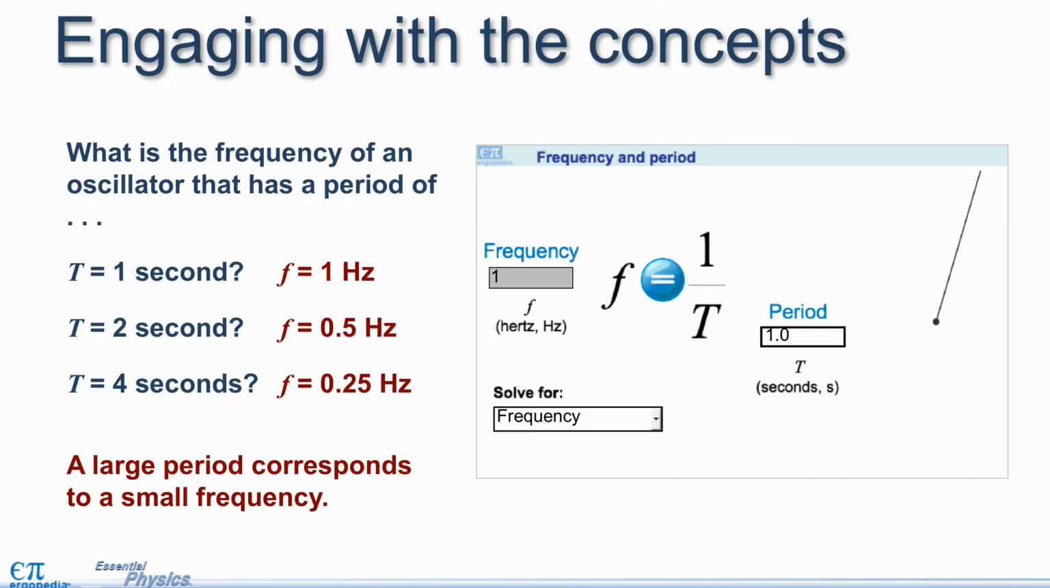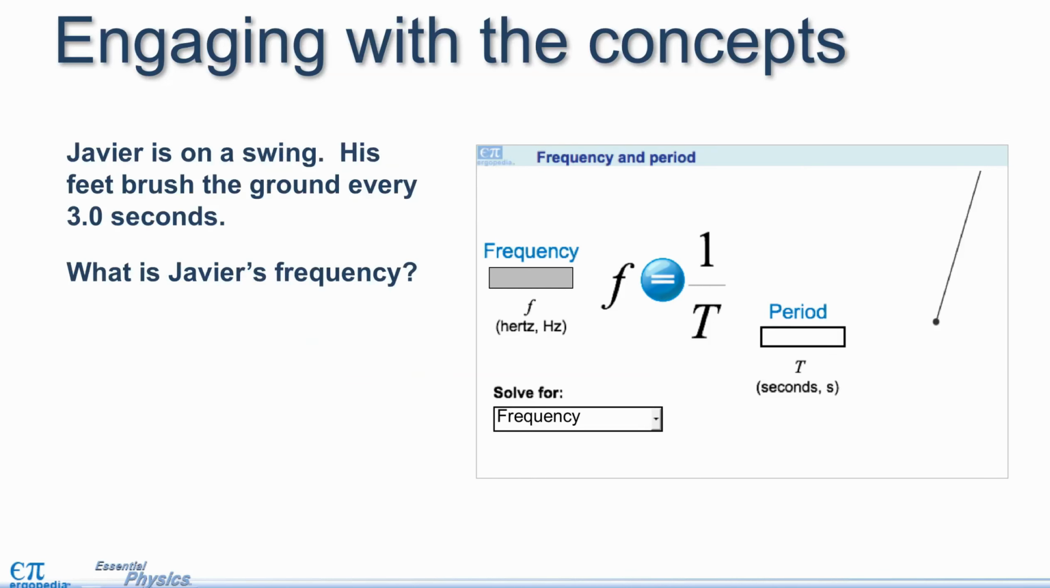If you put in 2 for T, you'll get 0.5 hertz. If you put in 4 for T, you'll get 0.25 hertz. So a large period corresponds to a small frequency. Okay, good. So here's a nice little word problem.